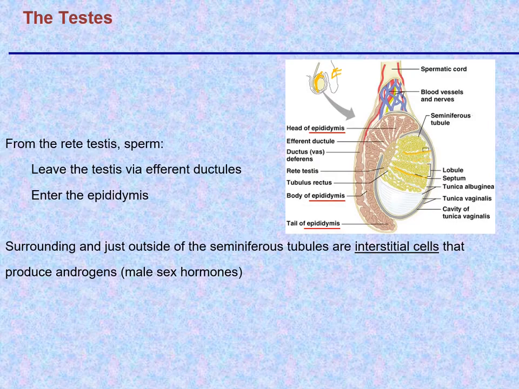Now I want to just emphasize to you that in these tubules in the testis, these seminiferous tubules, they are jammed together quite tightly, but in the space just outside of them are a particular kind of cell called interstitial cells, and those interstitial cells just outside of the seminiferous tubules are the cells that produce the androgens or male sex hormones in the testis, in the male.